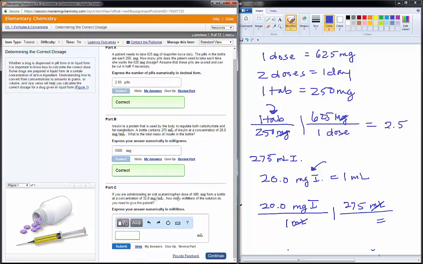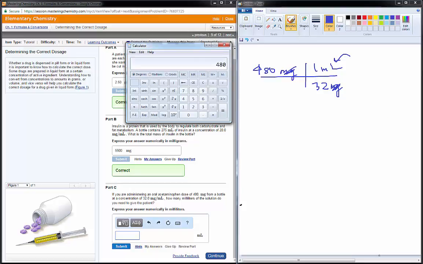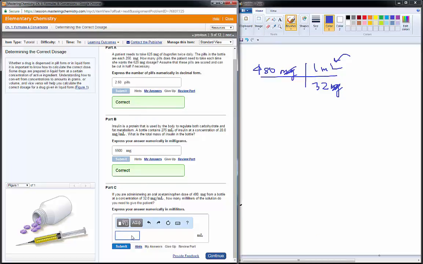If I'm administering oral acetaminophen, dose of 480 milligrams from a bottle, and this is my concentration, how many milliliters do I do? 480 milligrams. And we've got 32 milligrams in 1 milliliter, so I'm going to put the 32 milligrams on the bottom, 1 milliliter on the top. That way milligrams cancels, and I'm left with the units they wanted, which is milliliters. So that's a 15 milliliter dose.